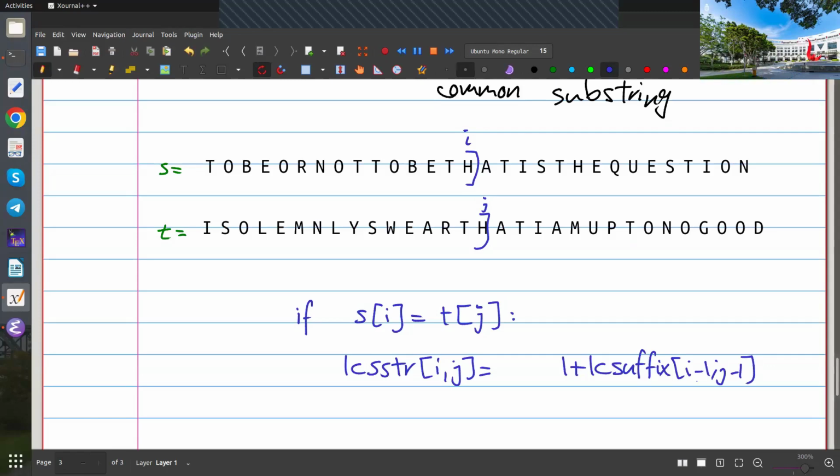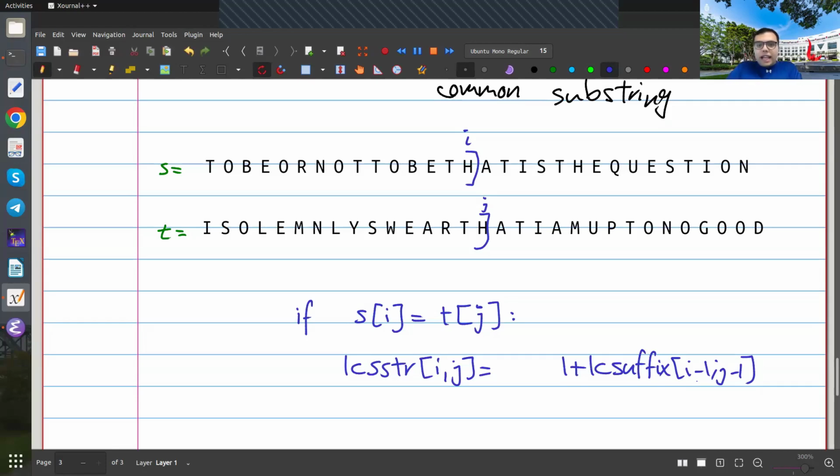But that's not the only choice. Maybe my last characters actually match, but the optimal substring doesn't include the last character. You see, for subsequences, when the last character matched, I could always say that the optimal solution includes the last character. But this is not the case here. Maybe only the last character here matches. It gives me a very short suffix, but then maybe somewhere before there is a much longer match. Okay, so I have to consider that too.